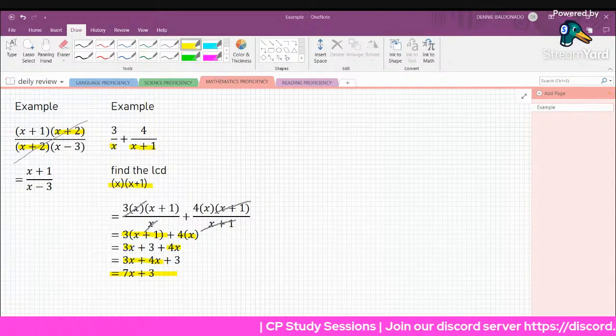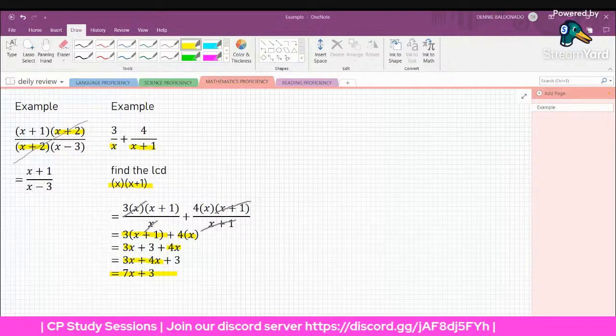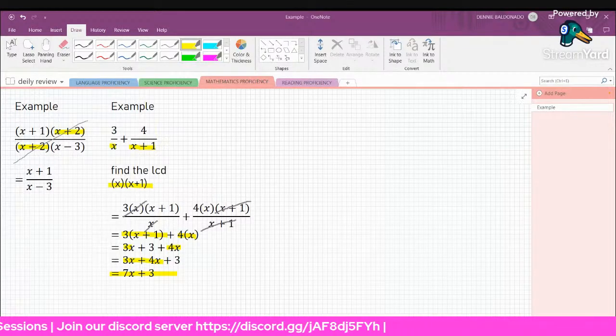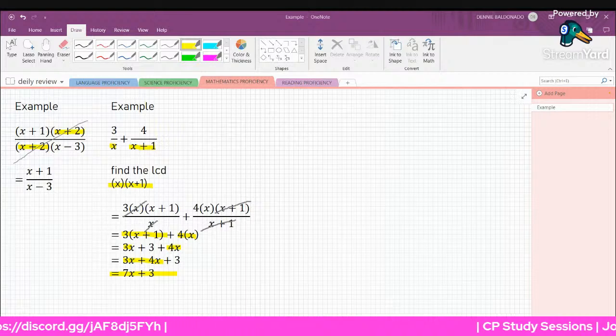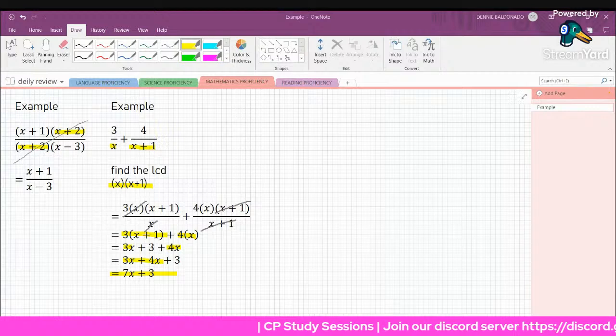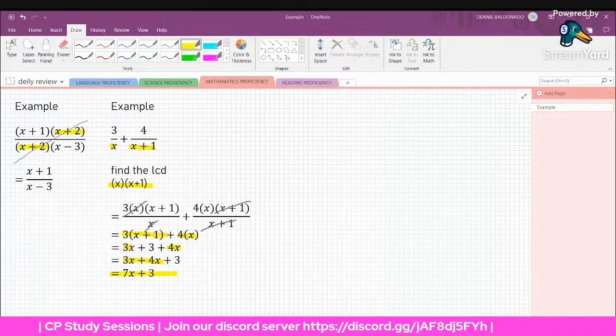Hello po, malinaw po ba yung last natin na example? Ayun. Since wala nang clarifications, yan na yung end ng session natin for algebra.